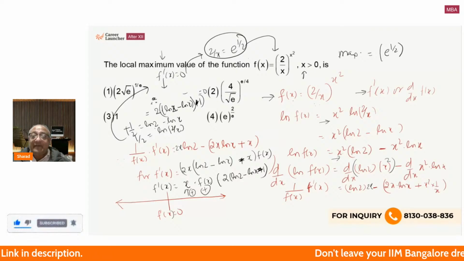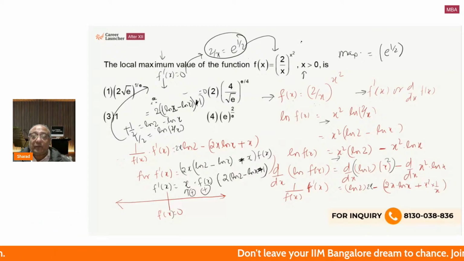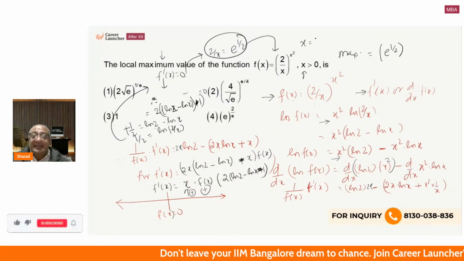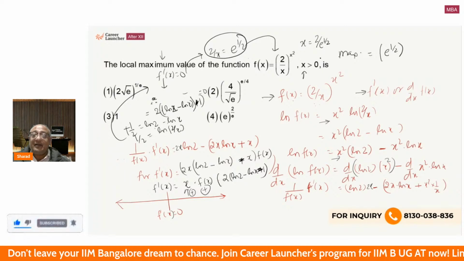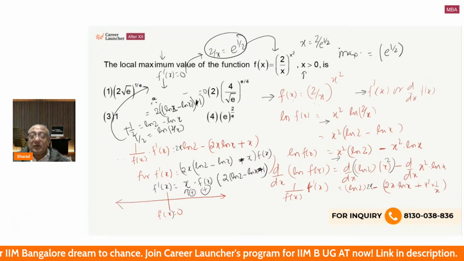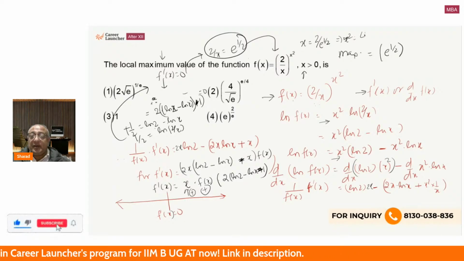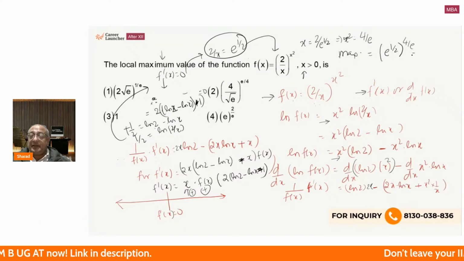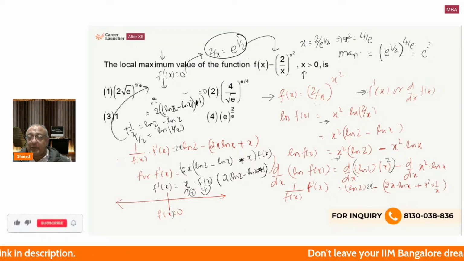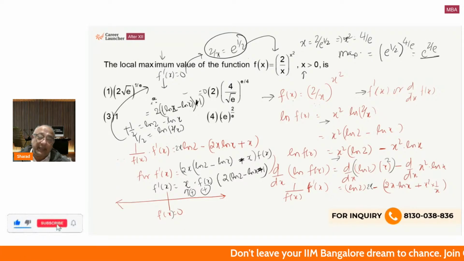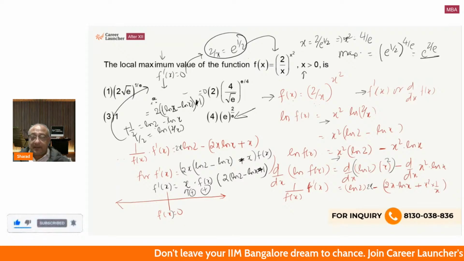And then I will put the value of x. What is the value of x? The value of x is 2 upon e raised to the power 1 by 2. So what will be the value of x square? A little bit of log is necessary. 4 upon e. I'll put 4 upon e here. So now this value will come, bacho, e raised to the power 2 by e, my fourth answer.